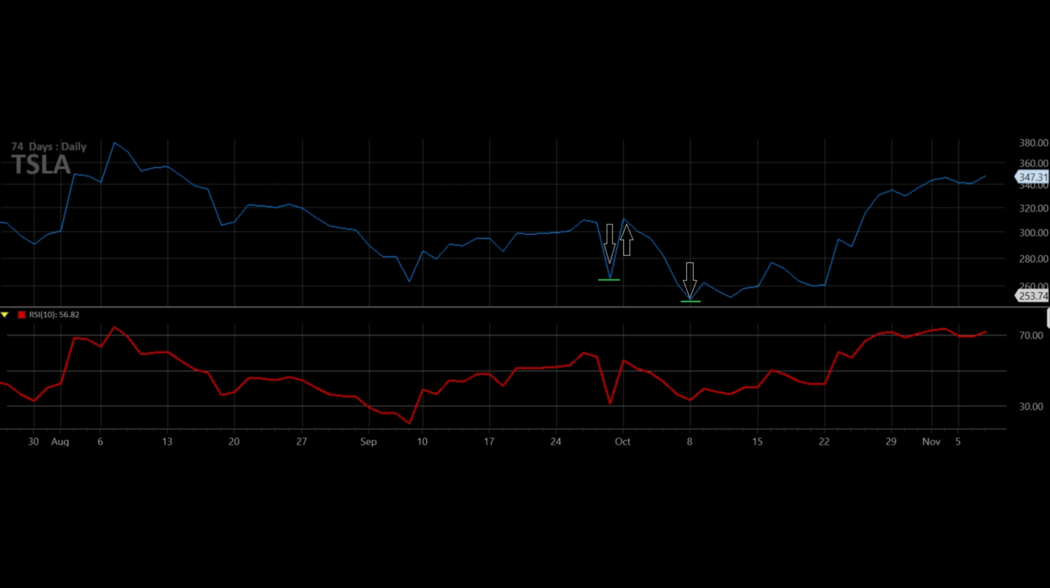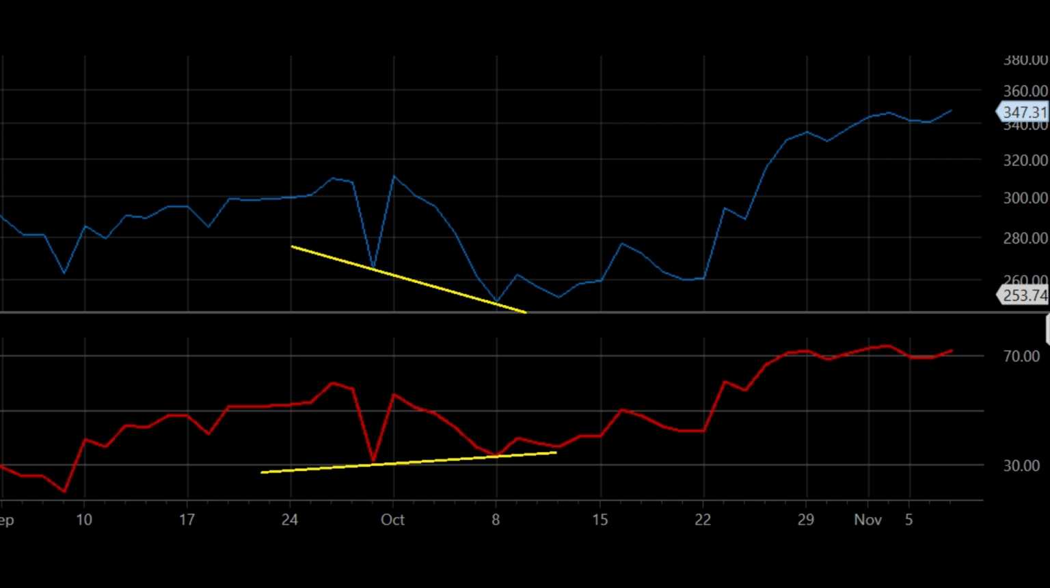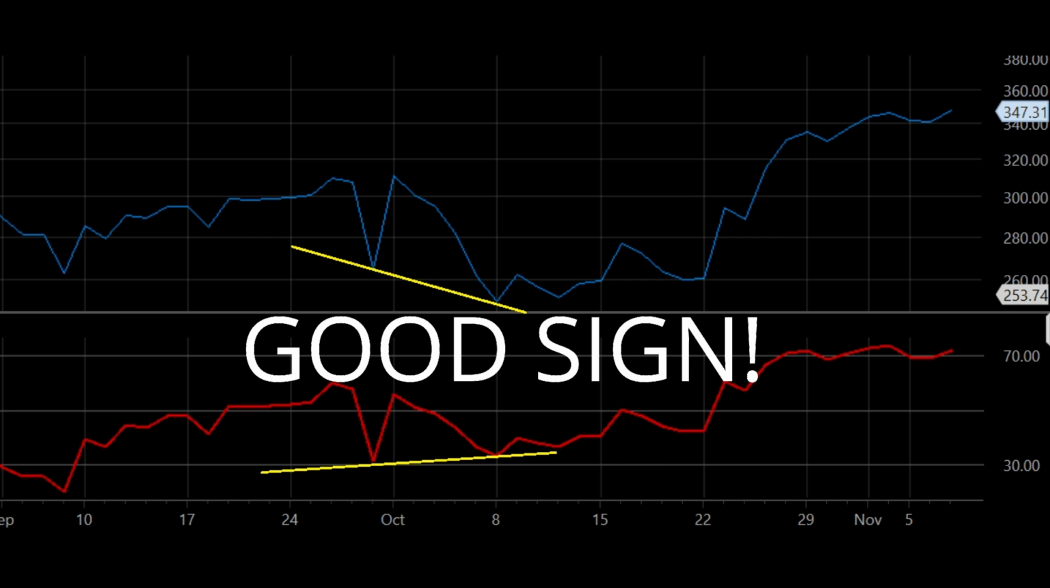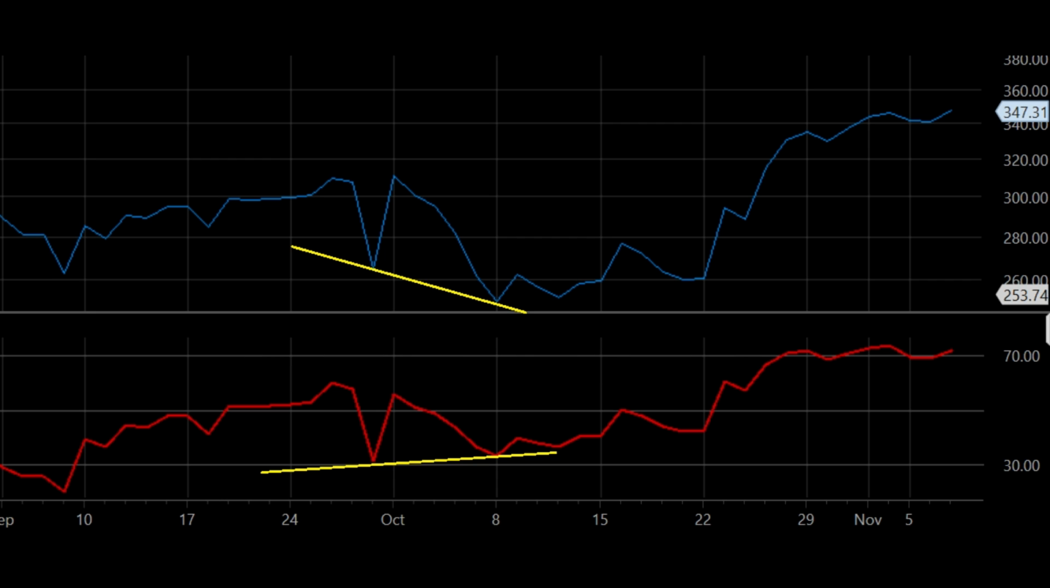Say the stock price goes down, then goes up, and then goes down again, reaching a new low. You can see that even though the price of the stock reached a new low, the RSI didn't quite follow the stock price, as the RSI shows a higher low than its previous one. See the two yellow lines? See how the line supporting the bottoms of the stock price has a negative slope, whereas the line supporting the RSI forms a positive slope? Well, that's usually a good sign, as it tells us that the trend could be reversed.